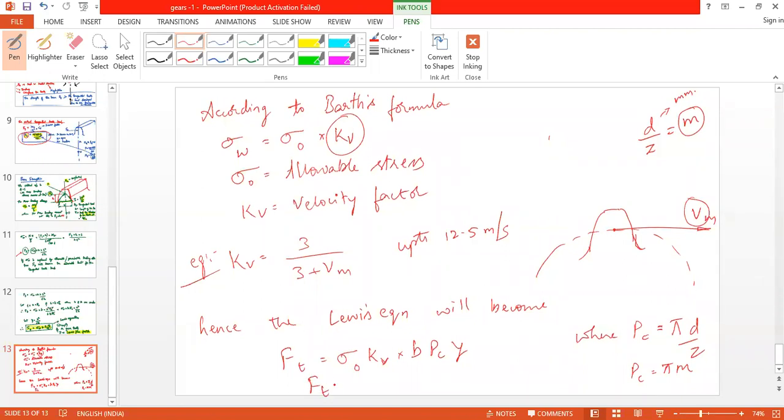So Ft, the Lewis equation, can be written as sigma O. I'll write it according to the data handbook in the same order. Correct.